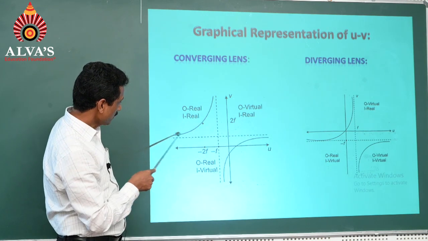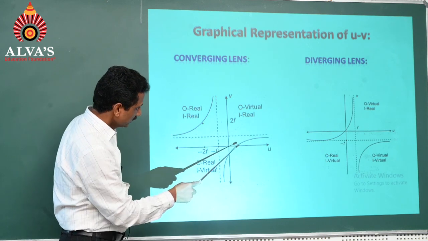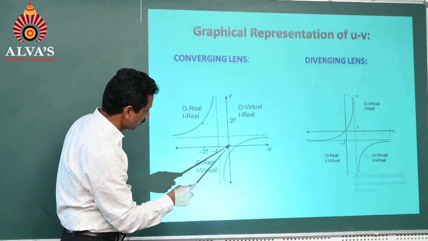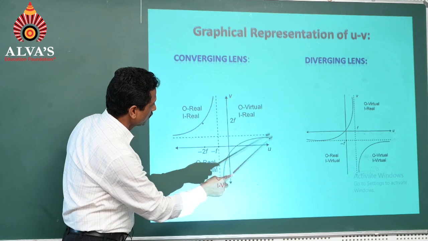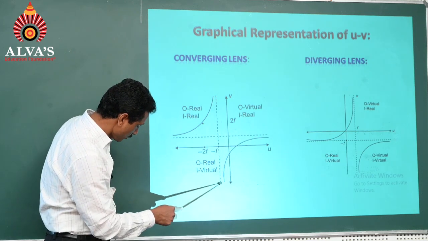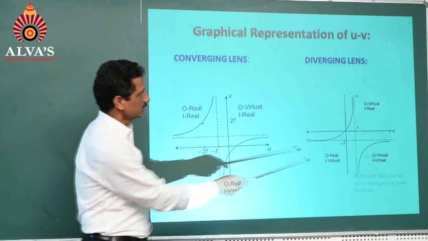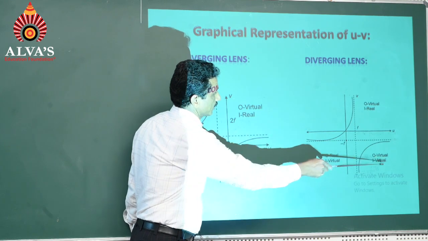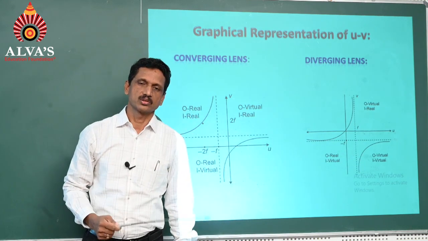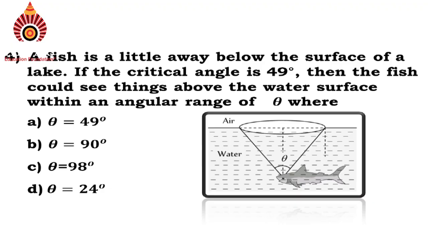See the u-v graph for convex lens and concave lens. This is a graph where both object and image are real. See this, this is the pole. This graph is for object virtual, image real, and this portion is for object real, image virtual. Similarly, for the concave lens, this is the graph of the concave lens. Any question can be coined from this for CET or NEET examinations. We can go to the fourth question.